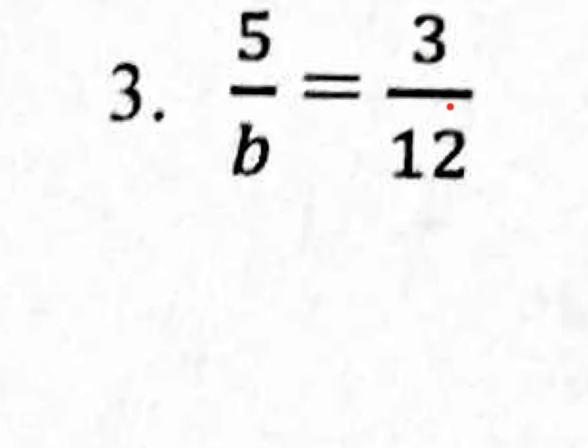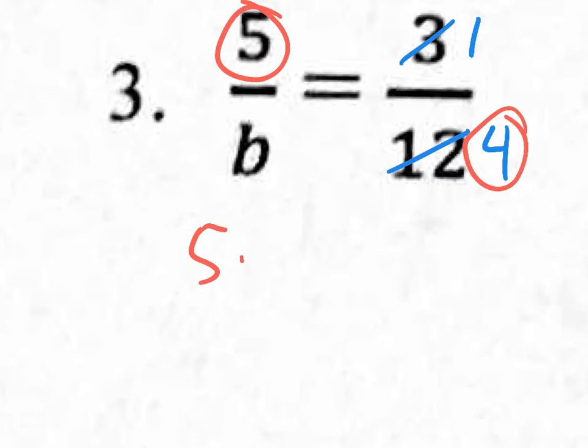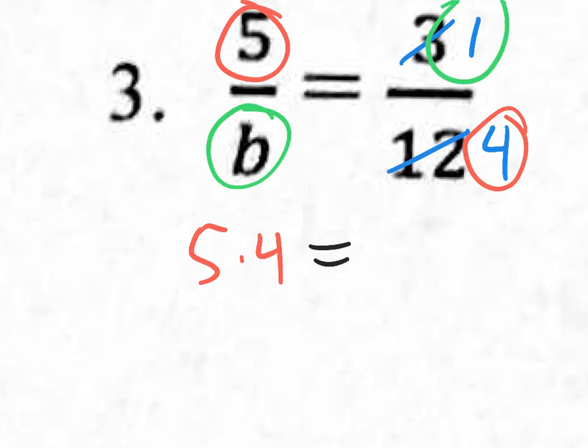When we look at this fraction 3/12, what does it reduce down to? 1/4, right? If you reduce by 3, it'll become 1. Reduce by 3, it'll become 4. So you really have a 1/4. Now that's a lot easier to cross multiply. 5 times 4 equals b times 1. So what you really have here is 20 equals b.